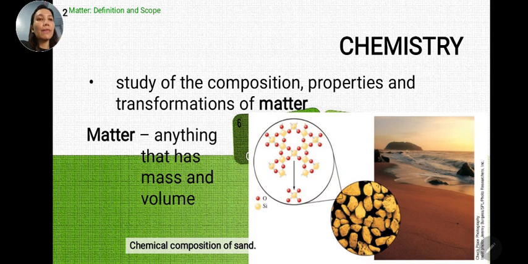Just like in the example in this picture, in this diagram, we can see the chemical composition of sand. We might think it is just sand that we enjoy at the beach or the sea. But if we look closer, it is made of particles, and what is really inside it is a combination of oxygen and silicon. So, oxygen and silicon. Okay?